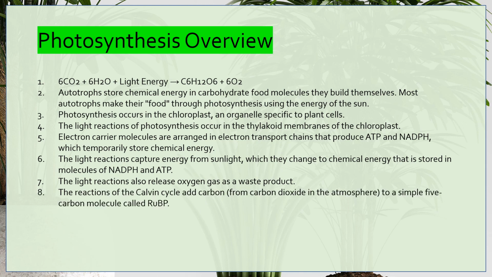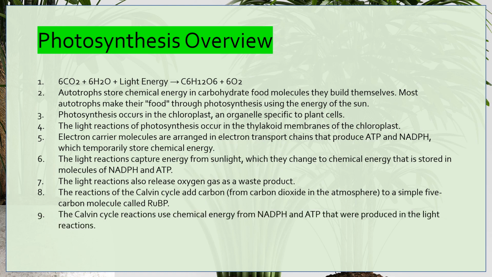The reactions of the Calvin cycle add carbon from carbon dioxide in the atmosphere to a simple 5-carbon molecule called ribulose. And the Calvin cycle reactions use chemical energy from NADPH and ATP that were produced in the light reactions. So the final product of that Calvin cycle is glucose.